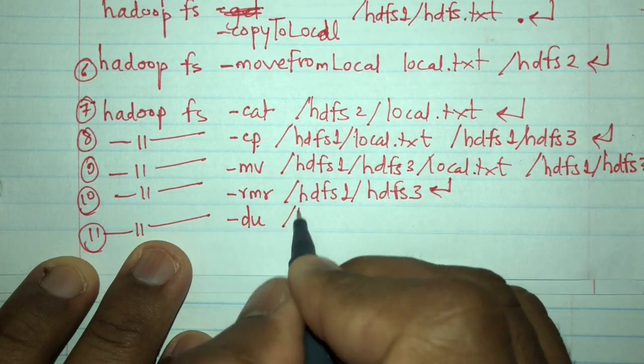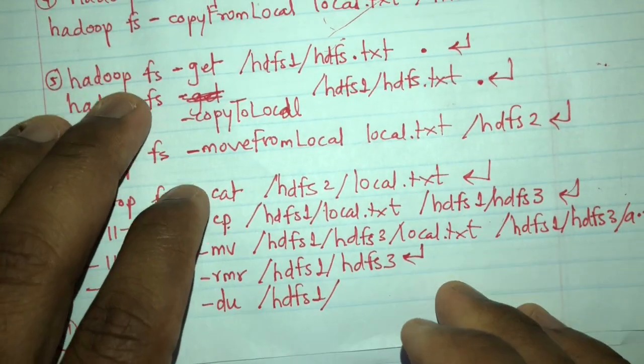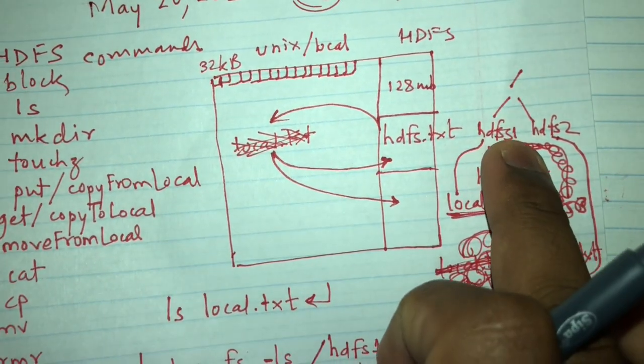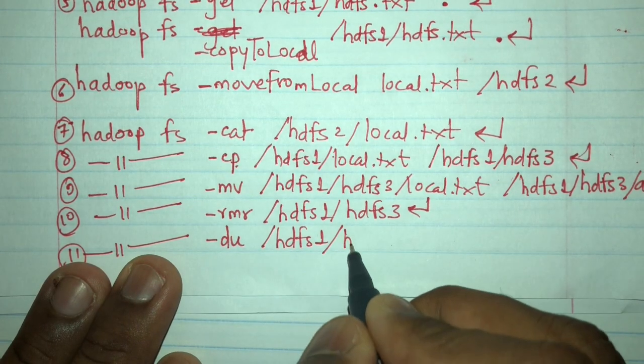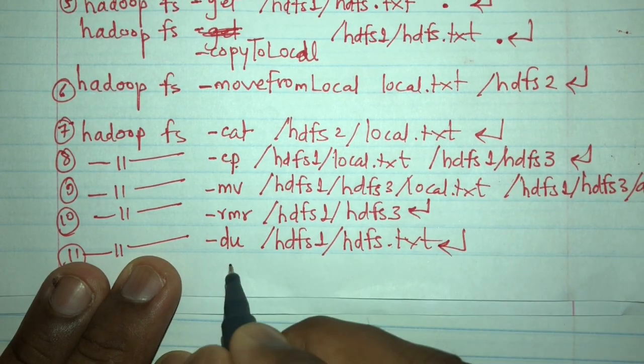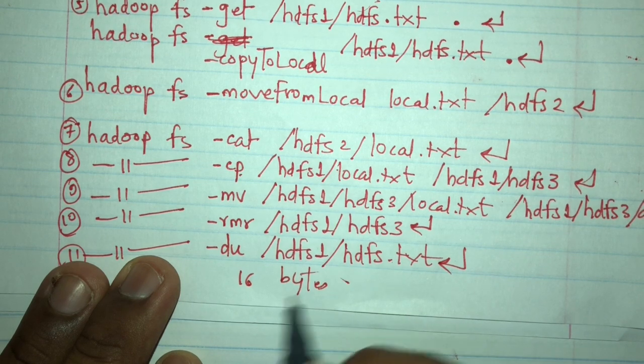And last but not the least, du. Let's say I want to see the size of an HDFS file, then let's see where I have a file. So I have a file under HDFS1, which is hdfs.txt. So hdfs.txt. This should give me the file size in number of bytes. Let's say it is 16 bytes, something like that.